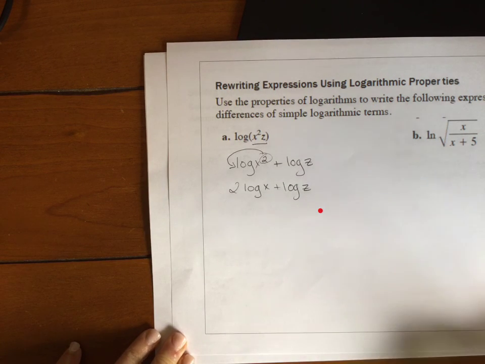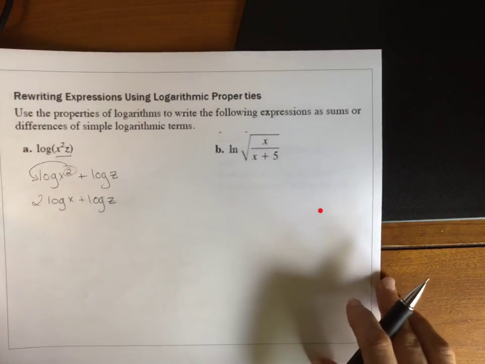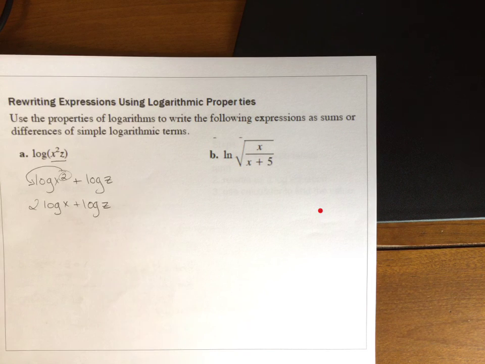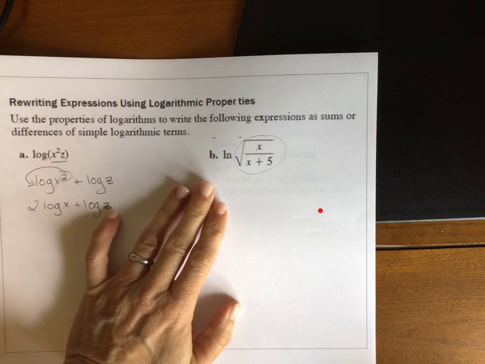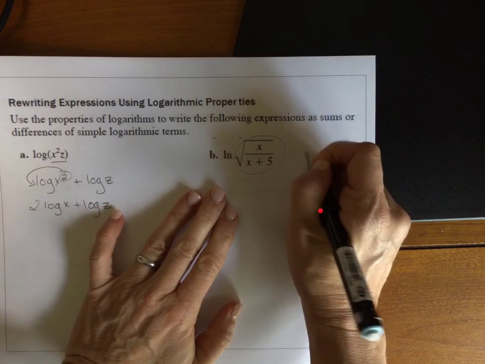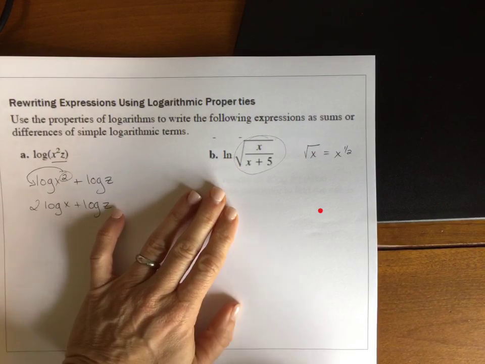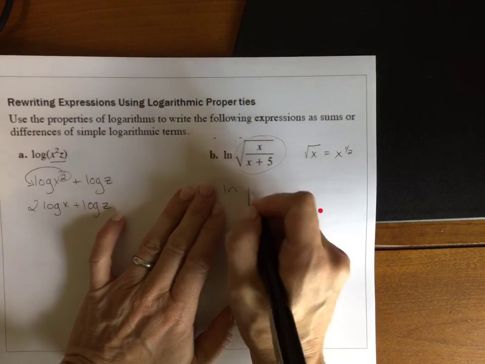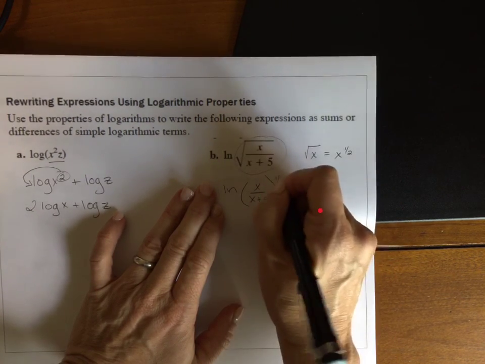And we're going to try it one more time with this other example, and then I'm going to give a handwritten example of writing it in expanded form, and then we want to write it in single term. So first thing we need to recognize is that this whole thing, this square root, remember the square root of x is the same as x to the 1/2. So we can actually write this as natural log of x divided by x plus 5, all to the 1/2 power.